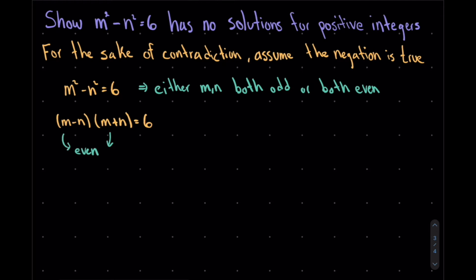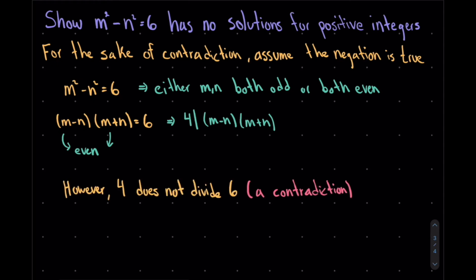And so therefore, both m minus n and m plus n are even. We could further note that the product of two even numbers is always divisible by 4. So therefore, m minus n times m plus n is divisible by 4. However, notice that m minus n times m plus n is equal to 6, but 4 does not divide 6.